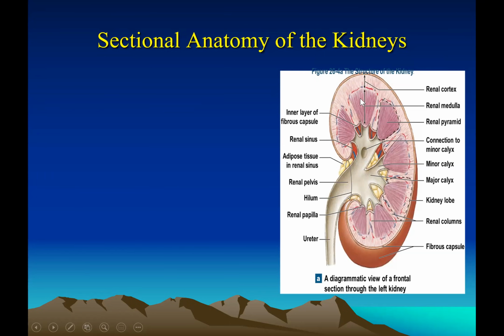Regarding these pyramids that you're seeing in the medulla, they can vary from 6 to 18 per individual. So we have the renal cortex. First, there's the renal capsule on the outside, the fibrous capsule. Then it's the cortex. Then it's the medulla with the renal pyramids. And then the cortical tissue in between the pyramids are called renal columns. So these are all renal columns.